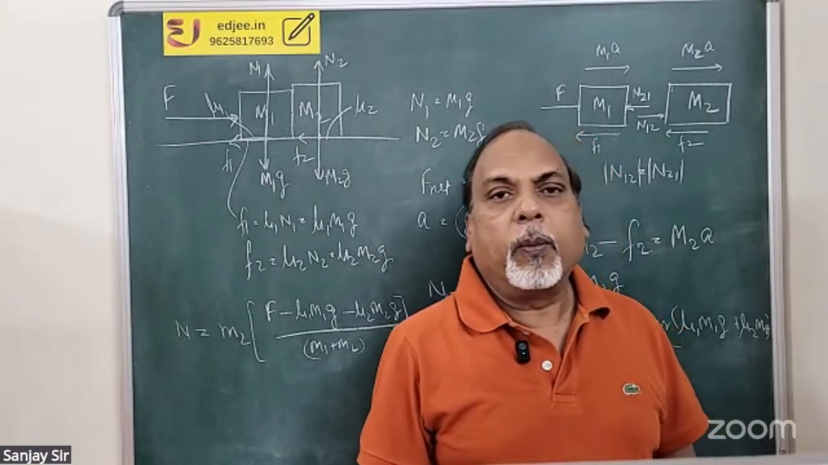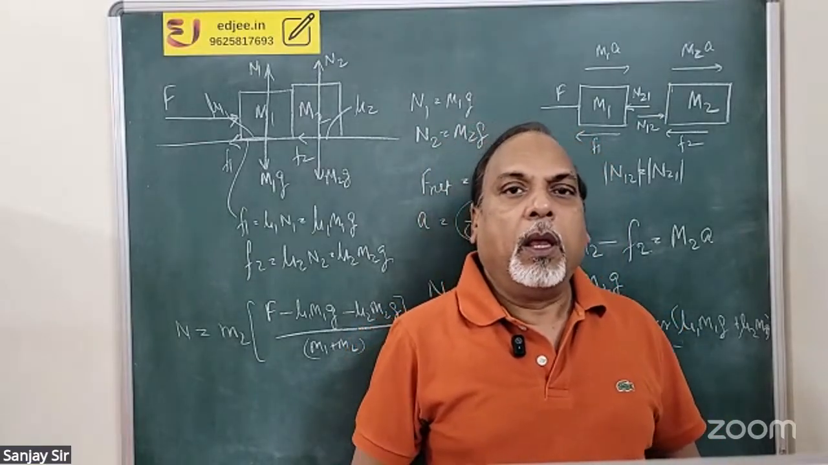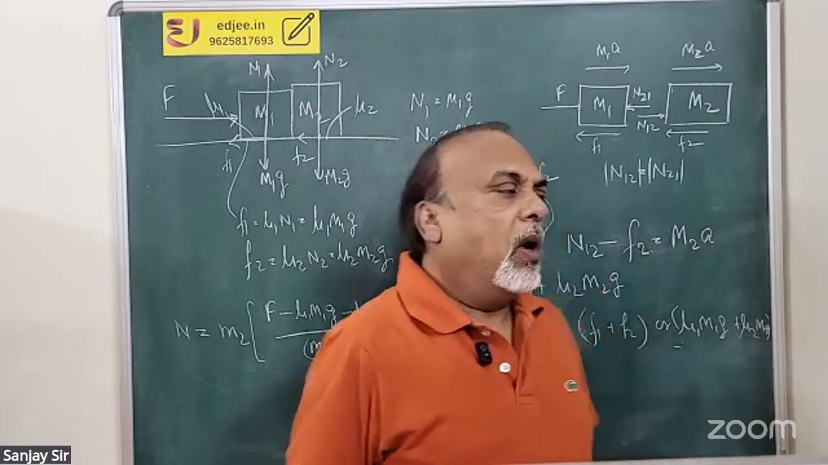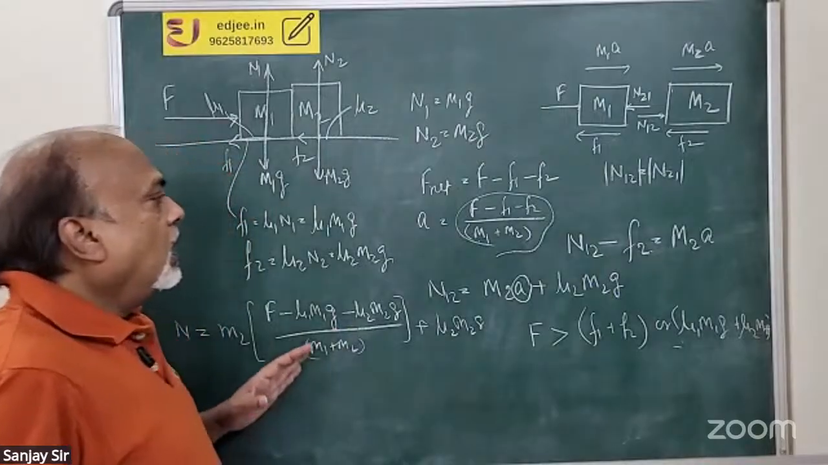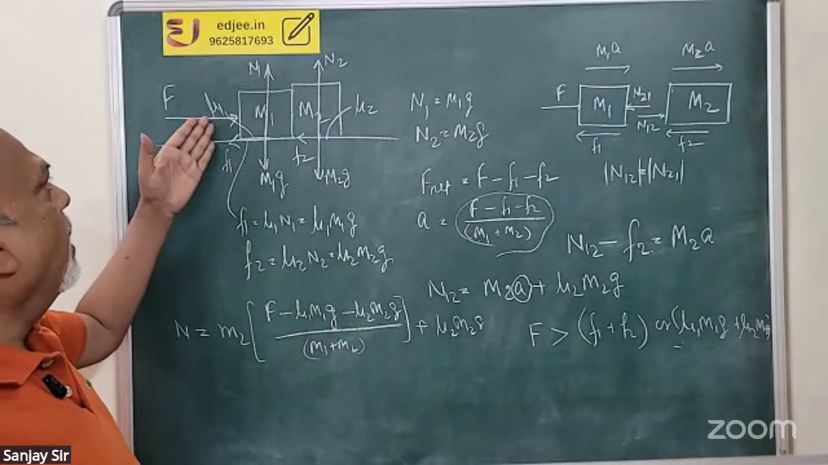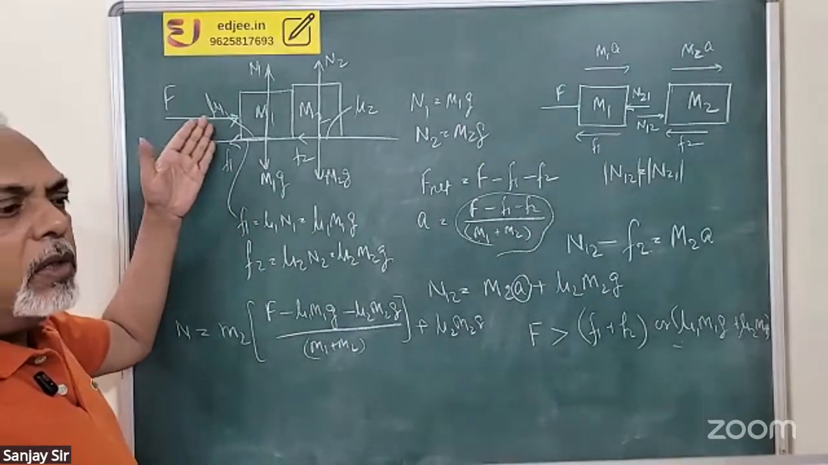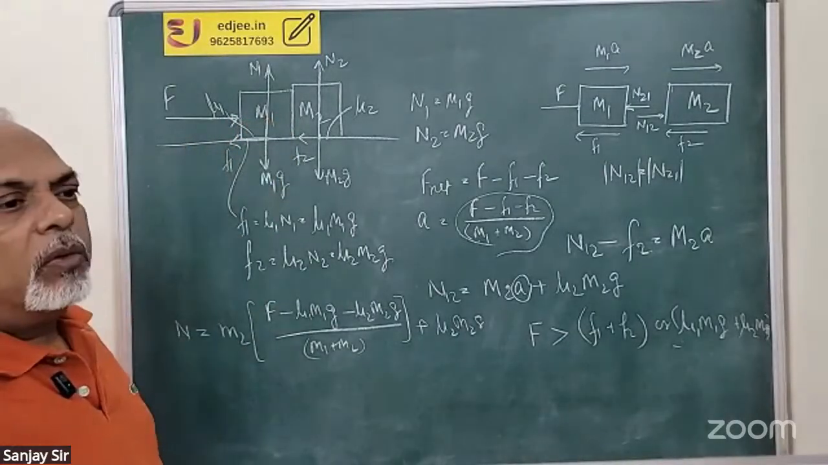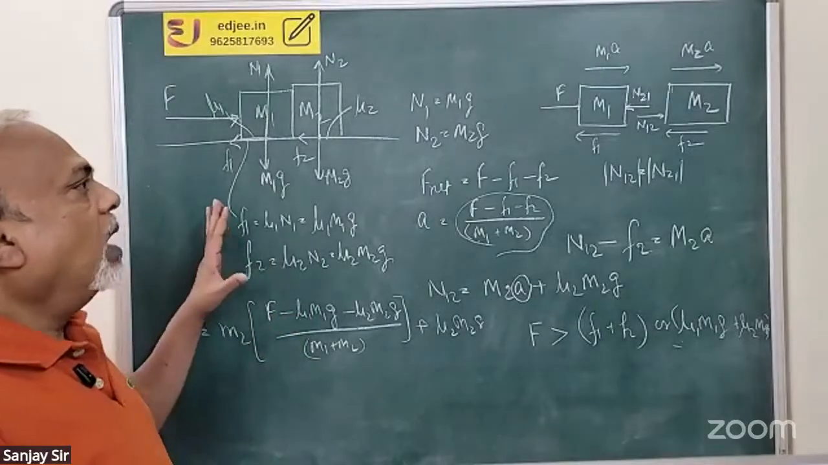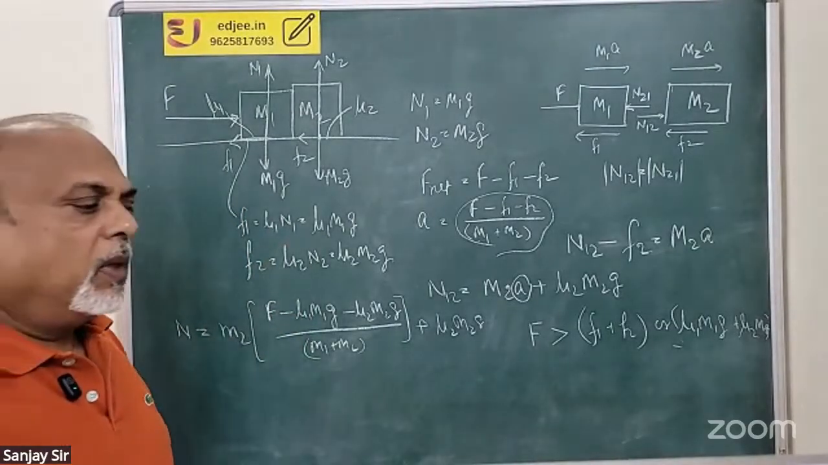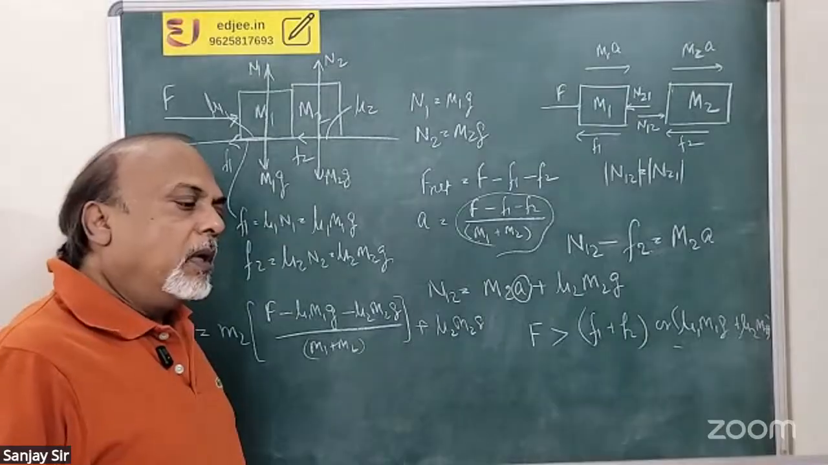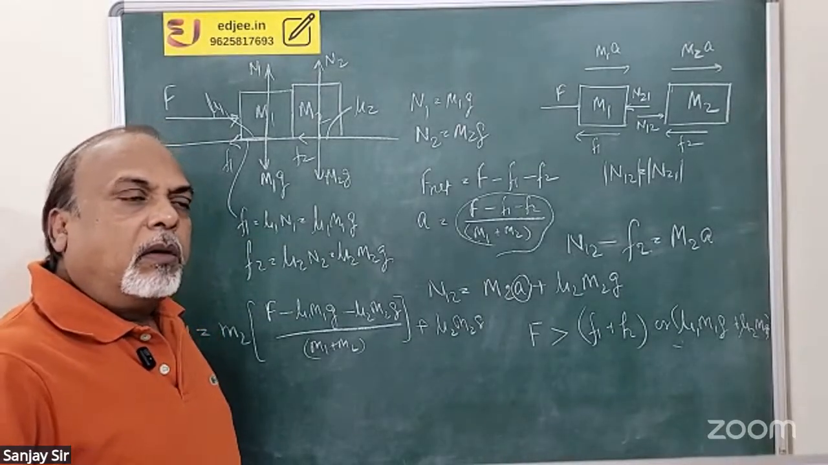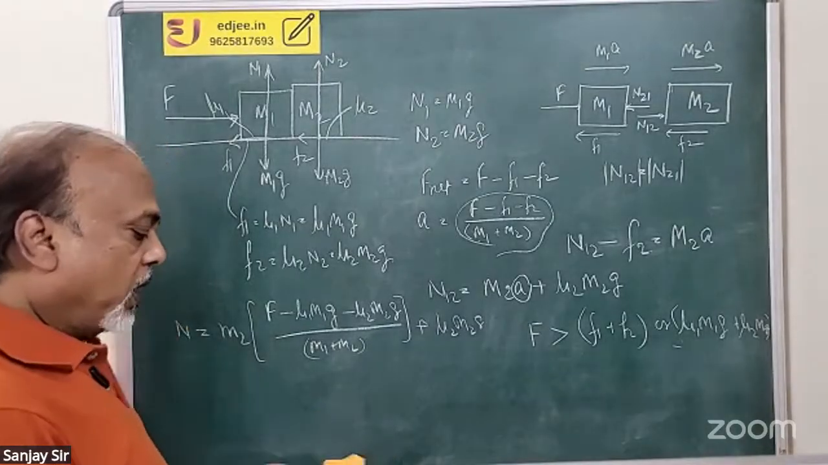So this was all about it. In the problem you can have mu1 equal to mu2, you can have m1 equal to m2, but this is the most generalized form I have given you. Correct? Now, let us go further.